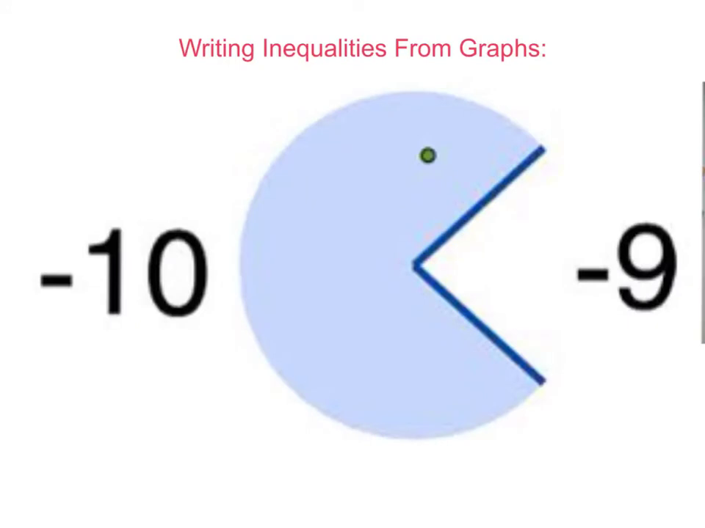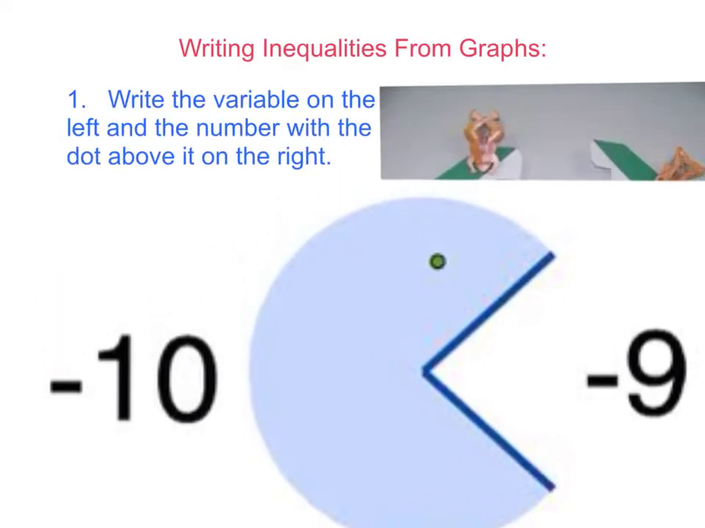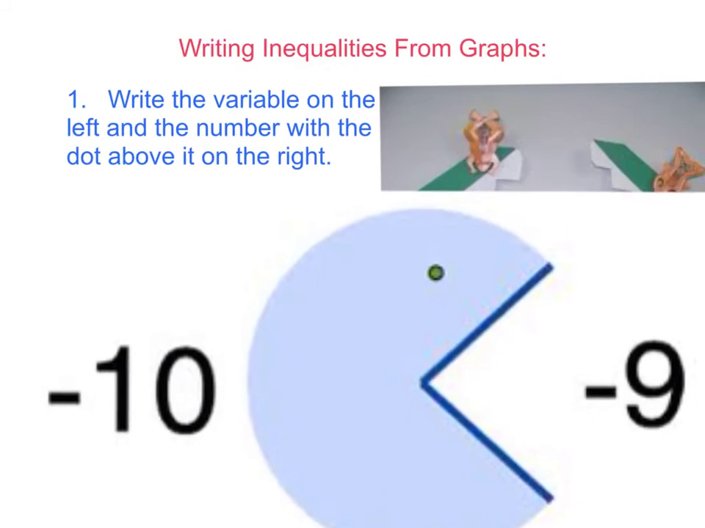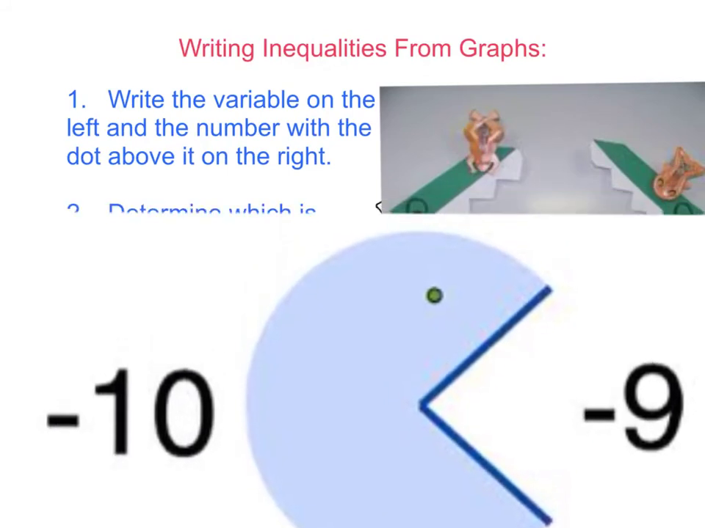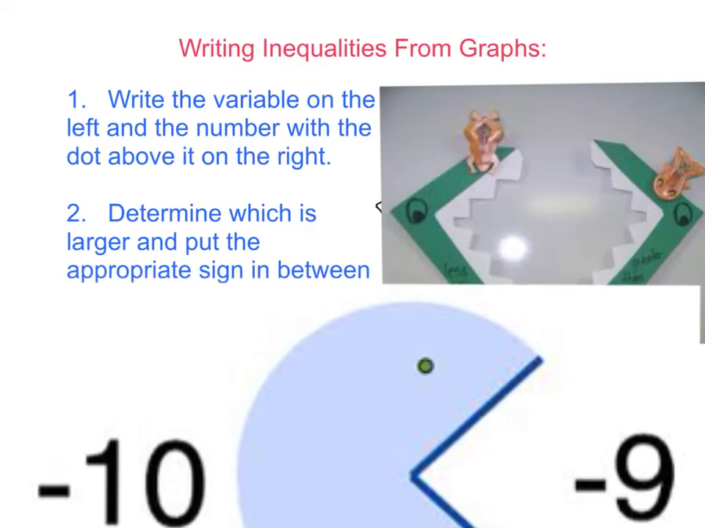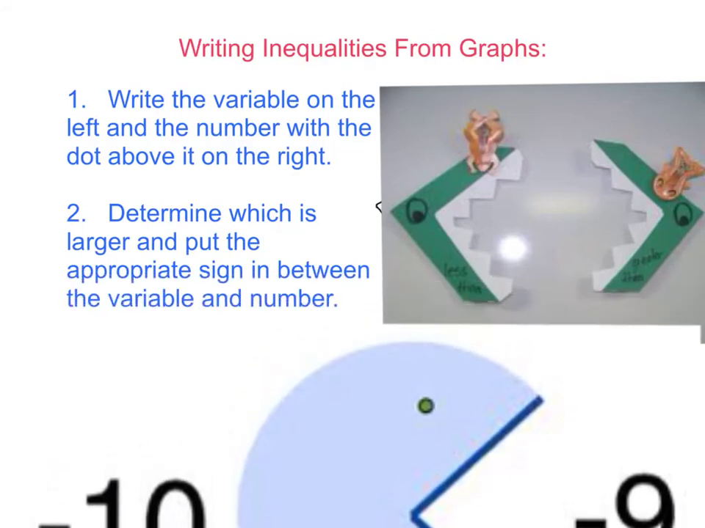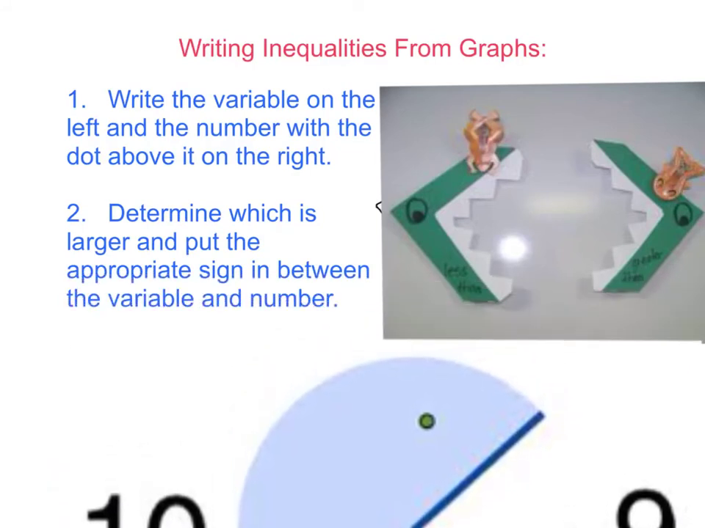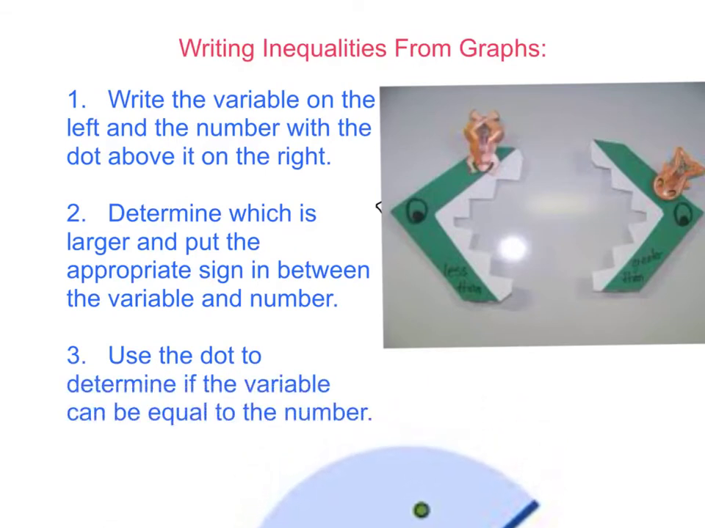Now we're going to talk about writing inequalities from graphs, since we know how to graph inequalities. There are a few simple steps to follow. The first one is write the variable on the left and the number of the dot above it on the right. Second, determine which is larger and put the appropriate sign between the variable and the number. And the third and final rule is use the dot to determine if the variable can be equal to the number. Please take a moment to pause this video and write down the 3 rules.